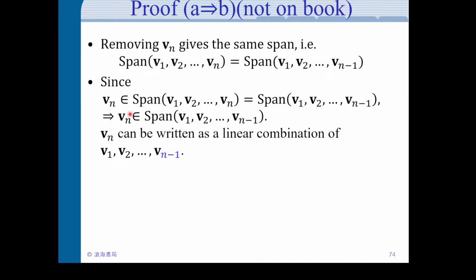Then we just look at this Vn here, and obviously Vn is in the span of V1 to Vn because it's a linear combination of these with coefficient always 0 except coefficient 1 on Vn. So it's inside this span, and by our definition, this span equals this span. So the span of n equals the span of n minus 1. And so obviously Vn is inside the span of V1 to Vn minus 1. And this is exactly what we want to prove. We want to say Vn can be written as a linear combination of V1 to Vn minus 1.